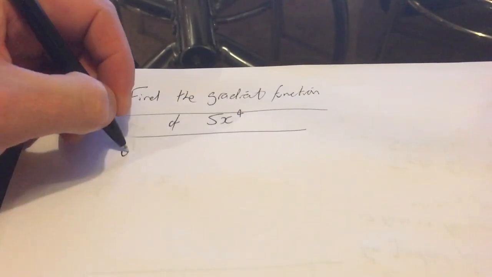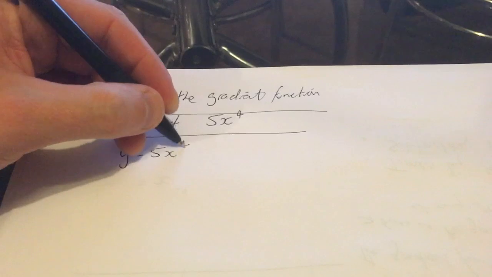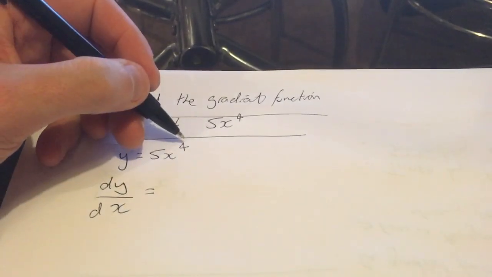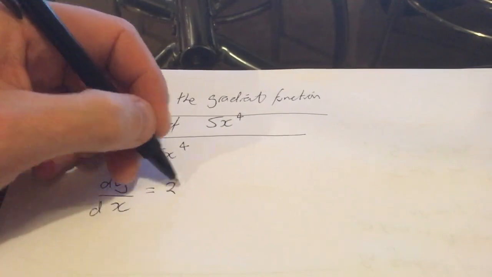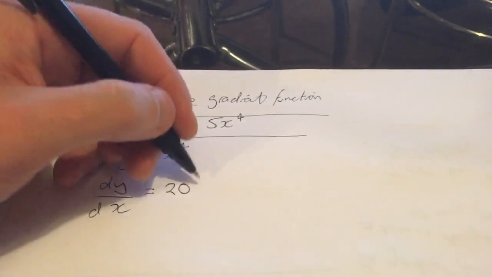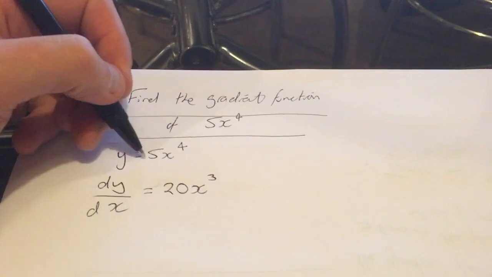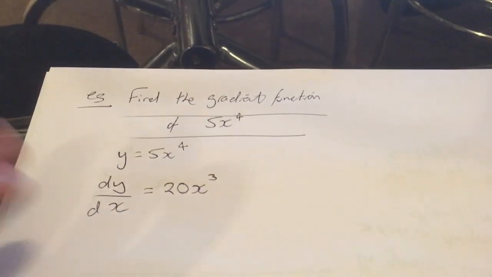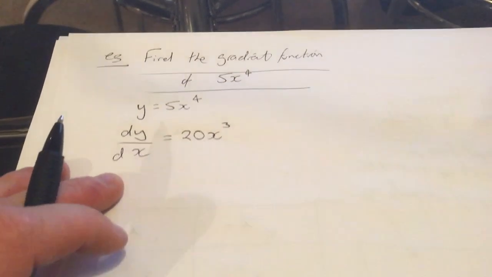So if I want to say y equals 5x to the 4, we're going to say the gradient function dy by dx is times by the power, so 5 times 4 is 20. Then we get x, take 1 from the power, so we're going to get x cubed. So 4 times 5 is 20, and then x to the power 3. So that is our final answer for that. That's the gradient function.